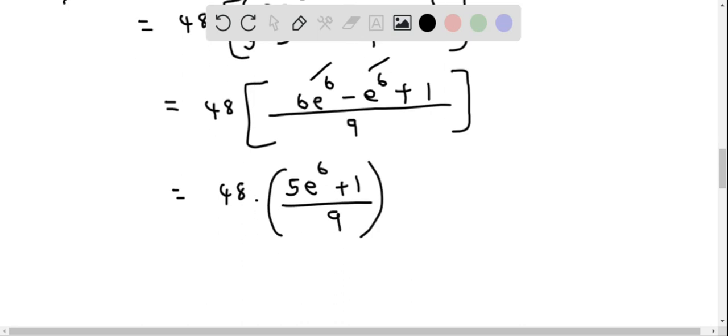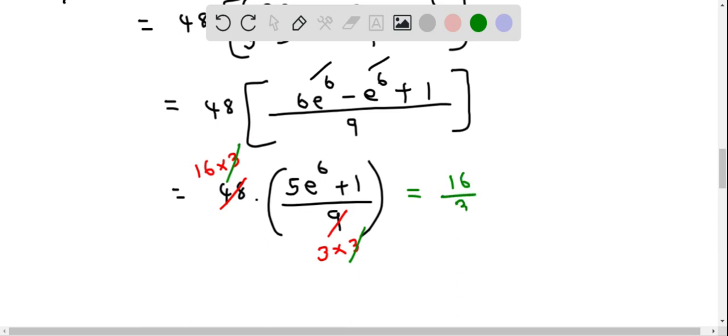Now we see that we have a common factor of 3 in 48 and 9. So this 48 equals 16 times 3, and this 9 equals 3 times 3. And this means we can cancel the common factor in both the terms. We have a common factor 3 here, and also we have a common factor 3 here. So finally we are left with the value, that is 16 over 3 times 5 e power 6 plus 1. So this is the total accumulated growth of the microbe in the first 2 days.